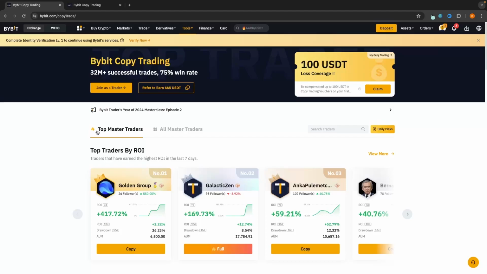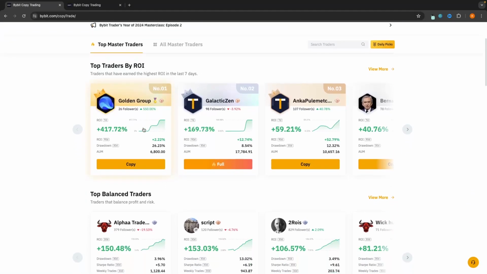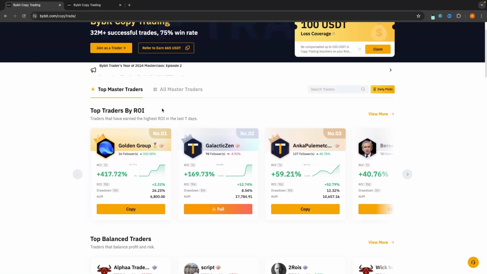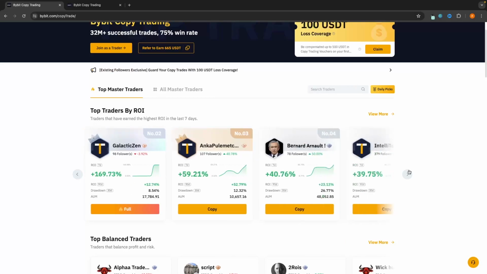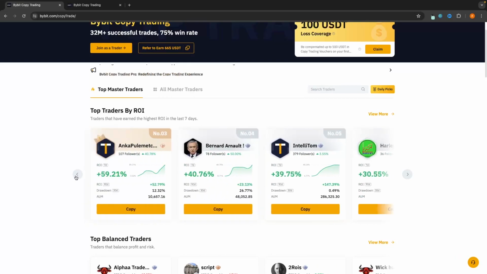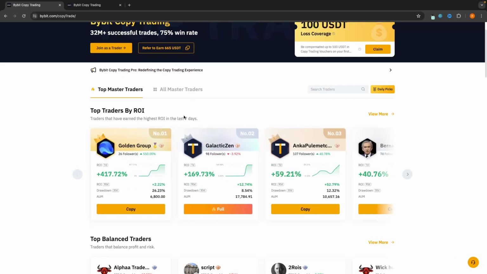Now, this first area is top master traders, and we can see the top traders by ROI. So we can see a golden group right here. The ROI that they have made over the past 7 days is 417%. So this is pretty crazy. However, what I would say is be careful of these top traders by ROI, as this only tracks the last 7 days. And likely, if somebody has made a lot of profit, like 417% over the past 7 days, this tells me that they are doing some pretty risky trades.